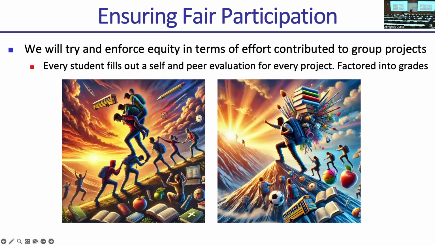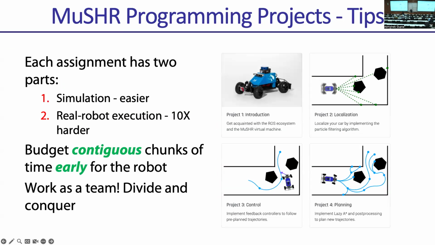So we don't want one person putting the whole team on their back. All 4 assignments are going to have 2 parts. Actually, the first one has no hardware, but the next 3 assignments will have 2 parts: a simulation part where you test your algorithm in simulation and make sure it passes the test, and then one on the real robot. The real robot takes 90% of the time. The simulation is often easy, right?